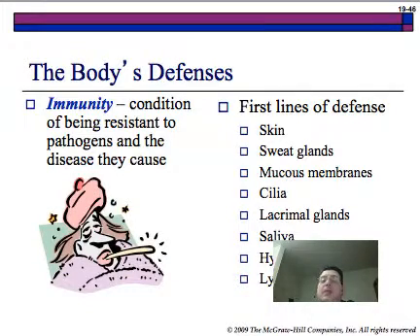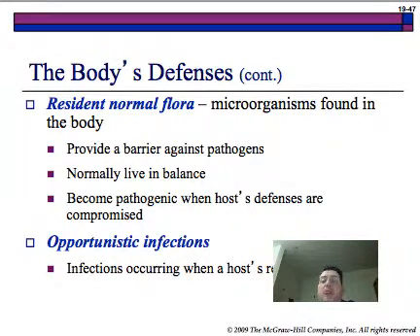The body has a natural built-in defense, our immunity, conditioned to being resistant to pathogens and the disease they cause. First lines of defense are our skin, sweat glands, mucous membranes, cilia, lacrimal glands, saliva, hydrochloric acid, and lysozyme. You can tell I'm a counselor, not a doctor.